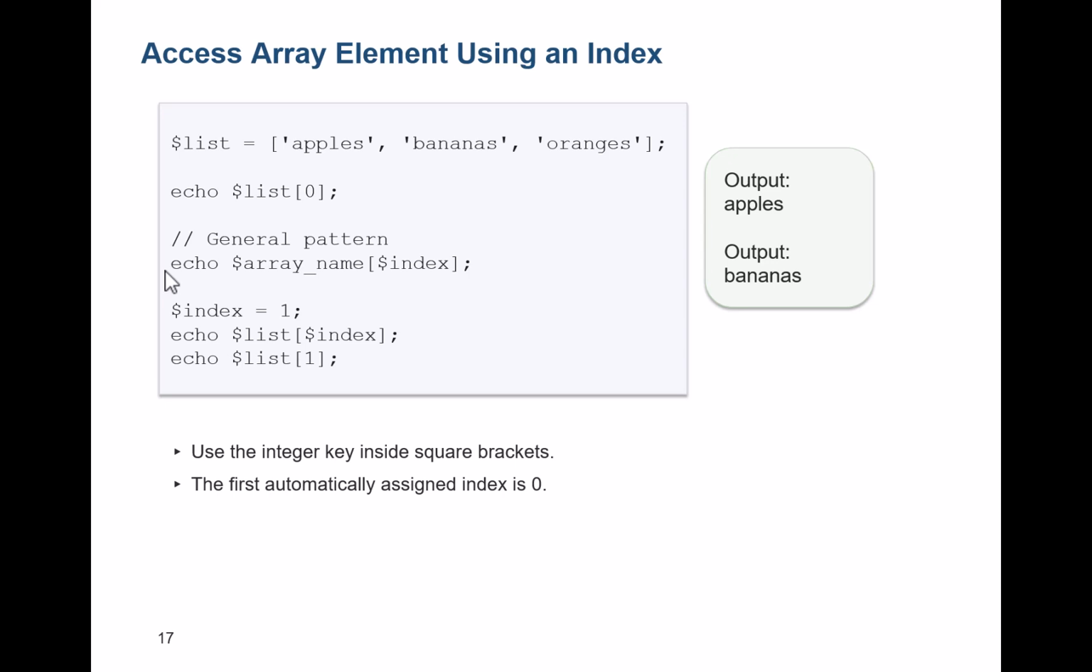The variable index contains the integer key of the element we want to access. For example, index equals 1, and then we echo the list array, and then index. This displays bananas. When a specific index is known, we can write the number directly.